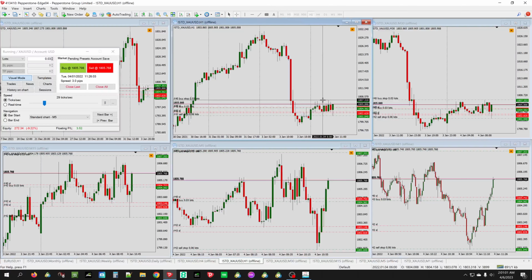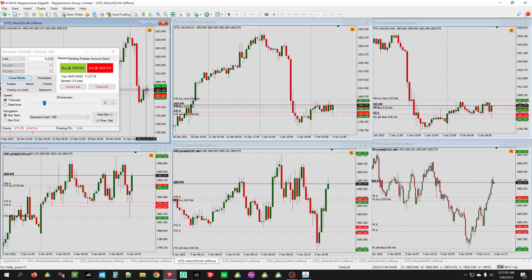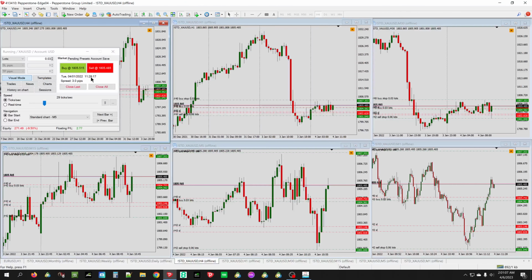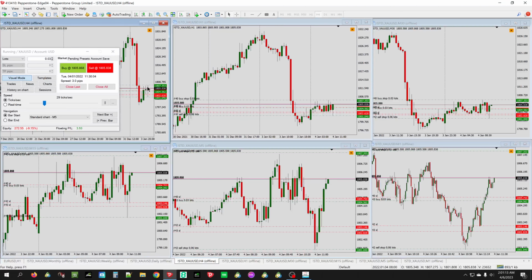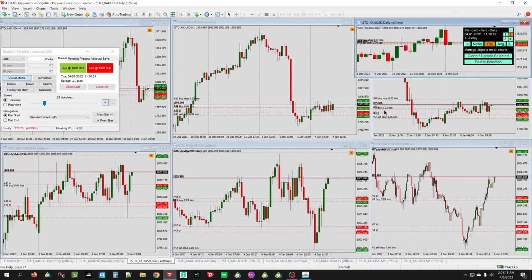Now I am planning to execute buys above 1807 area. The H4 candle also turned bullish. It is about to close in 30 minutes. So let's see what happens on this H4 candle, and we also need to look at daily.